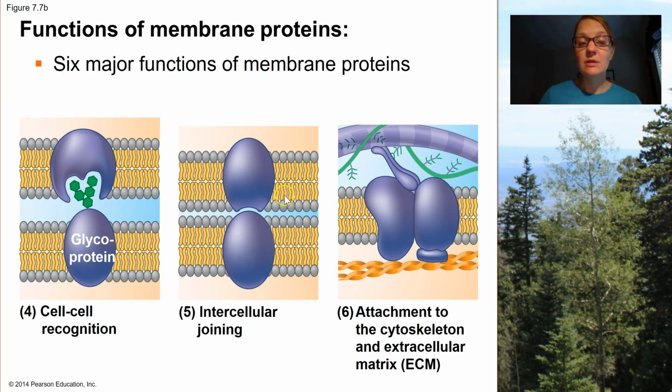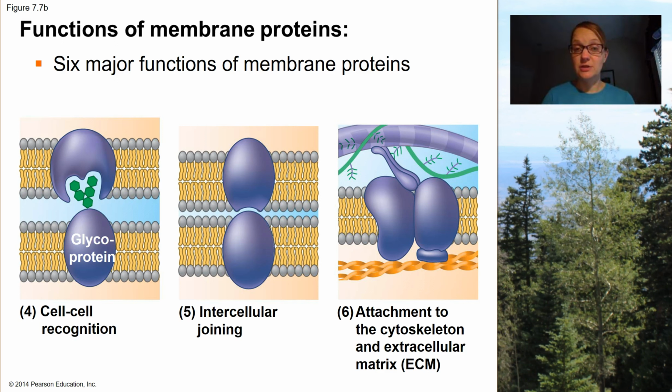All right, in the middle here we have intercellular joining. So proteins are oftentimes used to attach 2 cells together. This is something that we saw, for example, when we were talking about animal cell junctions, the desmosomes. That's a really good example where you have many proteins involved in the creation of the desmosome, and those proteins interlock between the 2 cells and help to keep those cells tightly attached to each other.